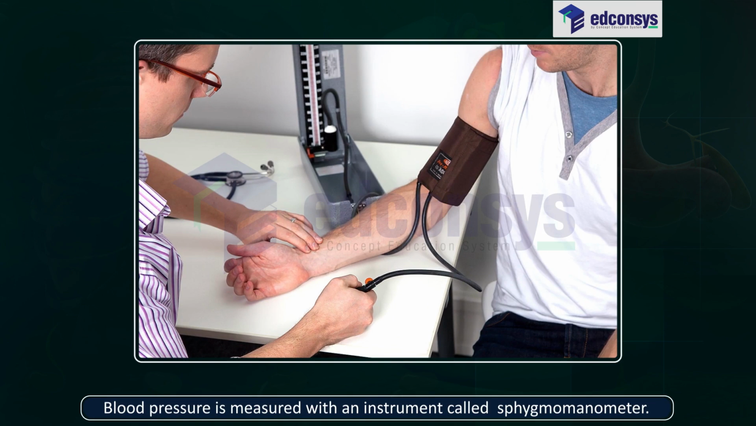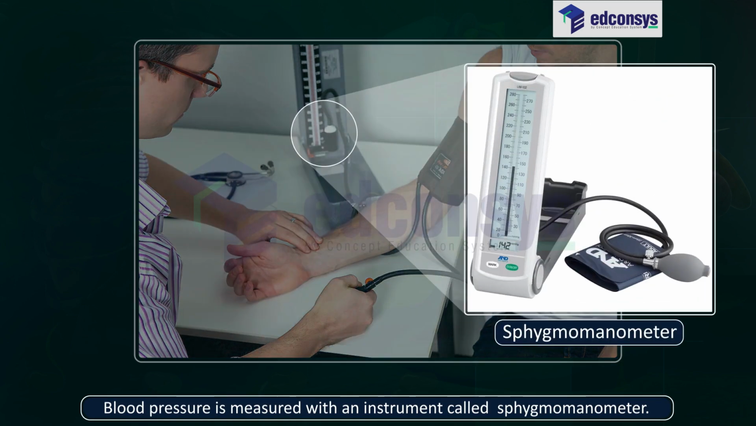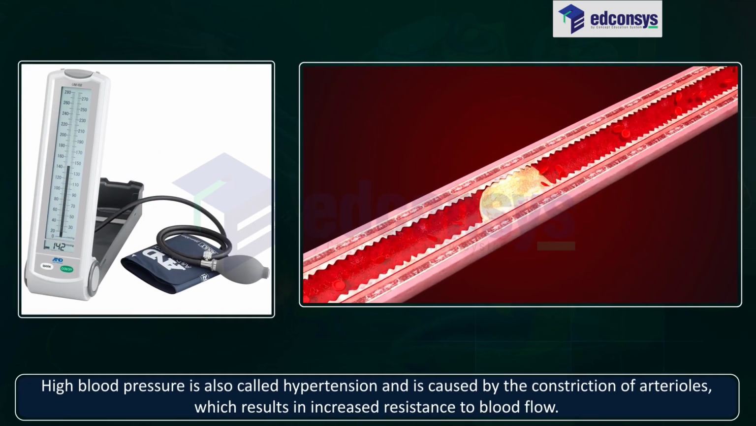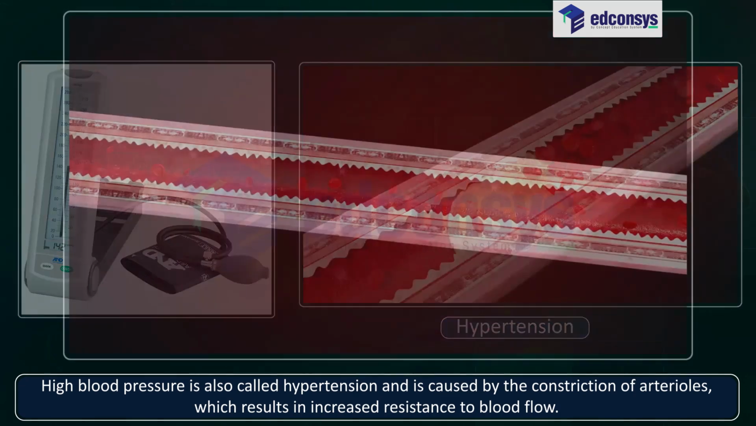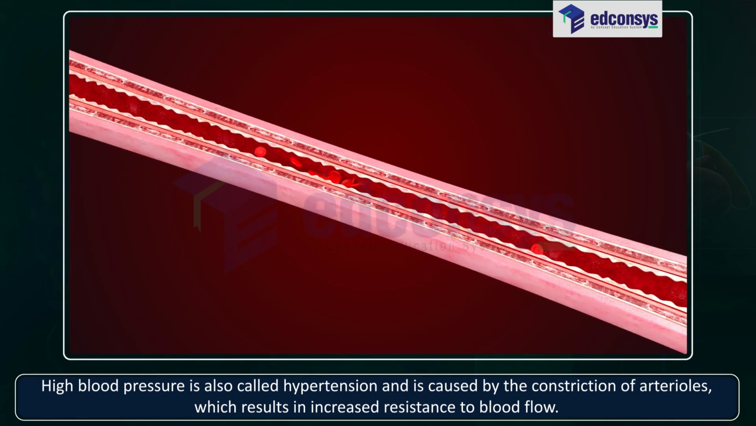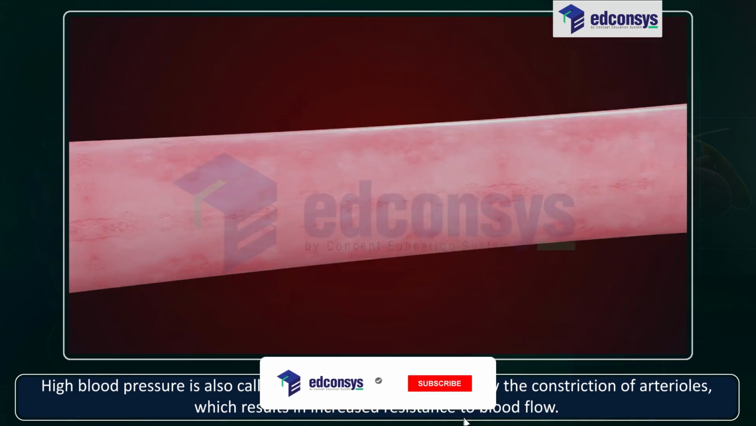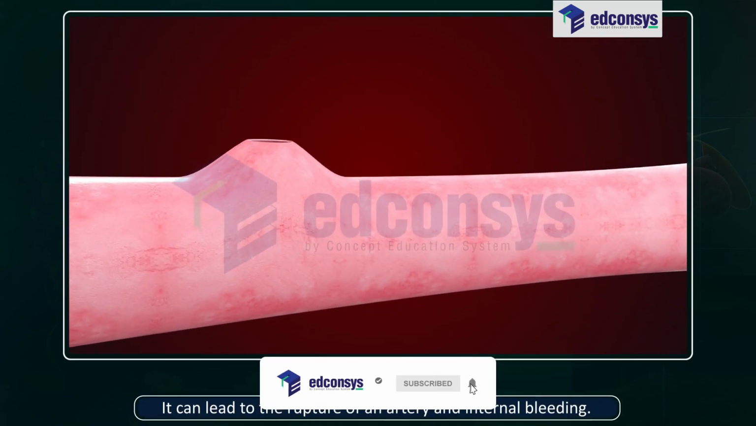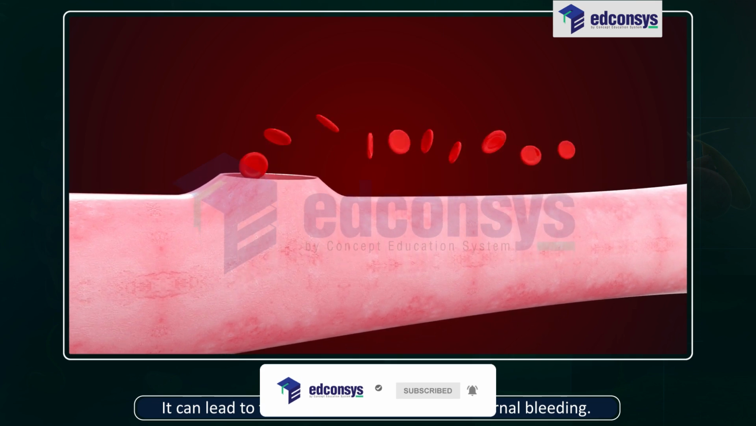Blood pressure is measured with an instrument called a sphygmomanometer. High blood pressure is also called hypertension and is caused by the constriction of arterioles, which results in increased resistance of blood flow. It can lead to the rupture of an artery and internal bleeding.